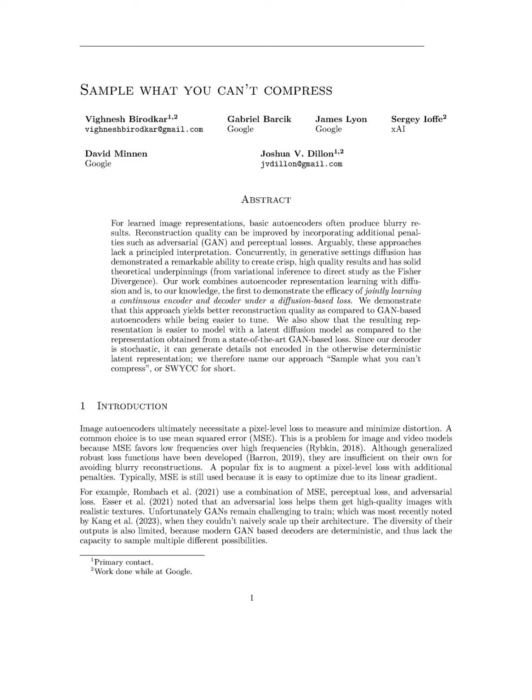The SWYCC method, while effective in achieving lower reconstruction distortion compared to GAN-based autoencoders, faces limitations in terms of generalizability, particularly when it comes to high-frequency texture modeling. The paper notes that despite the improved performance, the latent space created by SWYCC may not be as robust as desired, especially under varying compression ratios, which can lead to performance degradation at higher levels.